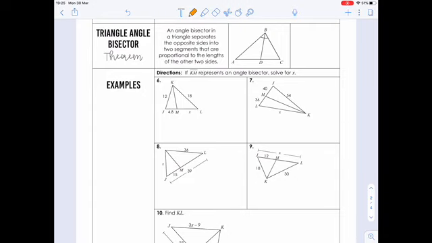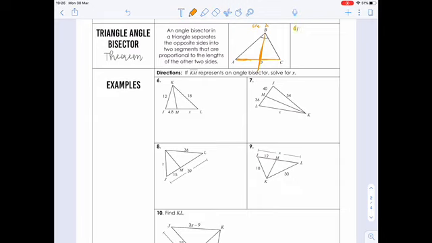The second part of this, guys, is the triangle angle bisector theorem. So this is if you only have one triangle. And it says we have an angle bisector in a triangle that separates opposite sides into two segments that are proportional to the lengths of the other two sides. So what that means is this side is going to go with this side. So this splits this.